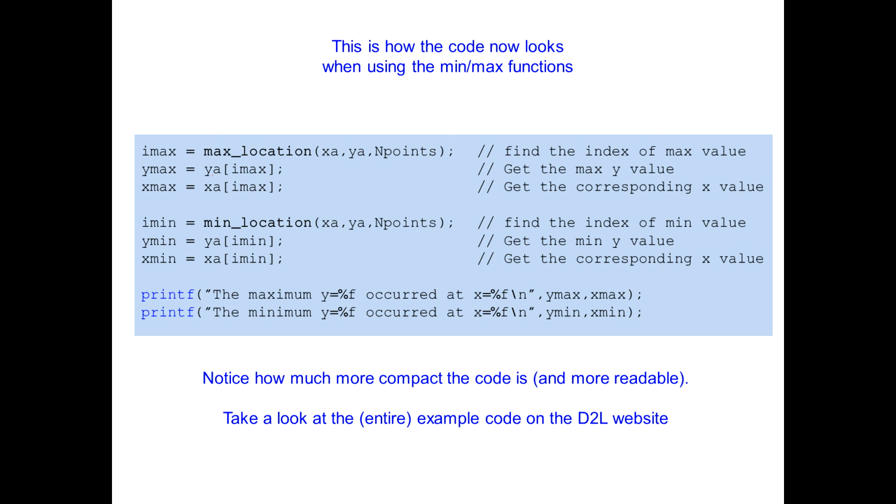We can do this in a similar manner for min location, where we would search through and return the index of where the minimum Y value occurred. Now we can just look that up in the array, because that will tell us where in the array this minimum value occurred. We get the value with this statement here, and of course we want the associated X value so that we can plot the minimum point. If you compare the code here, it becomes much more readable in terms of what's happening, and it's more compact in terms of what's going on in the main function.